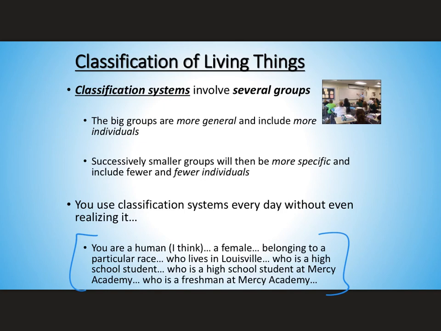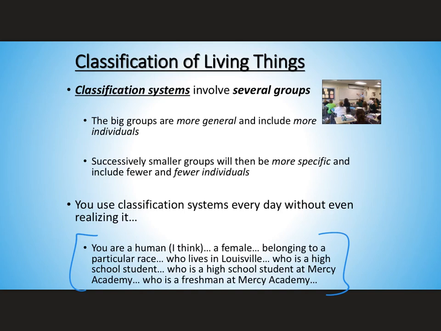Now we've gotten that number down pretty small, but we can keep going. Right? You go to high school at Mercy Academy. Now we've narrowed that number down to what? Roughly 500 people, right? And at least for most of you guys, you are a freshman at Mercy Academy. Now we've narrowed that down to closer to 100 people, right? And we can go even further, right?